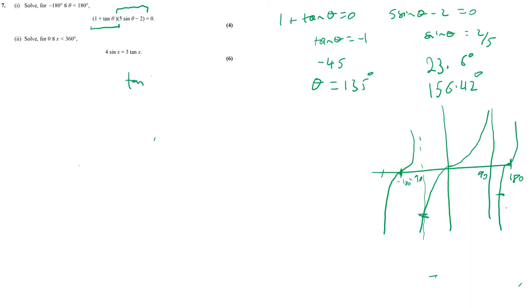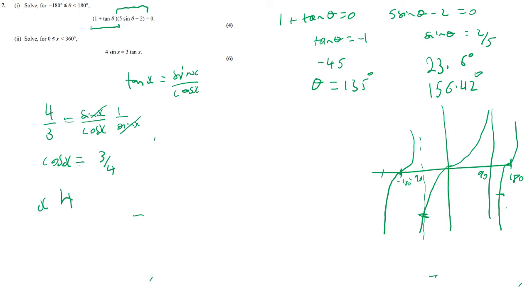This one, we know that tan x is equal to sine x over cosine x, and if we do 4 over 3 is equal to tan x, or we'll do it sine x over cosine x, 1 over sine x. This will cancel this one out, so I will have 4 over 3 cosine x is equal to 3 over 4. And if I solve this one, I will get x, or theta, is equal to 41.41 degrees.